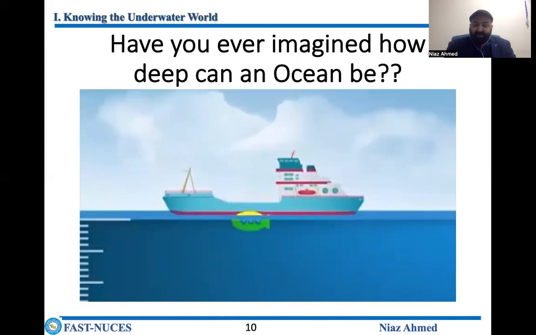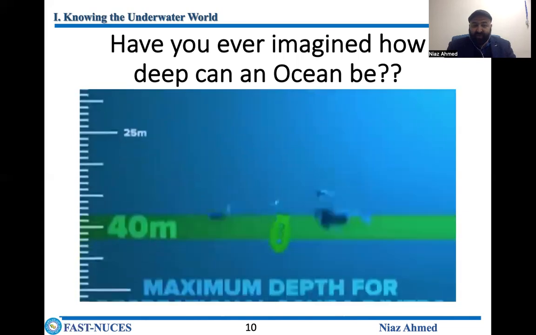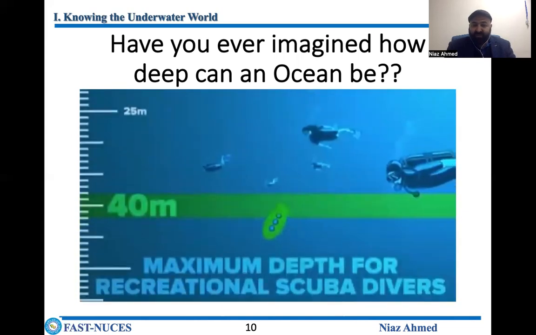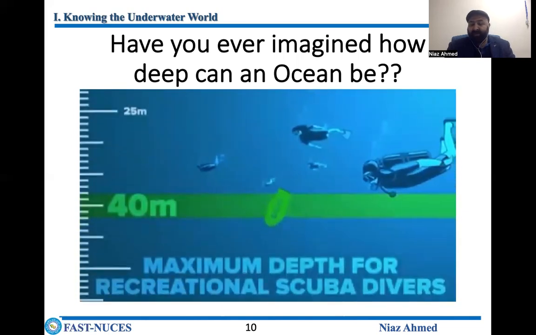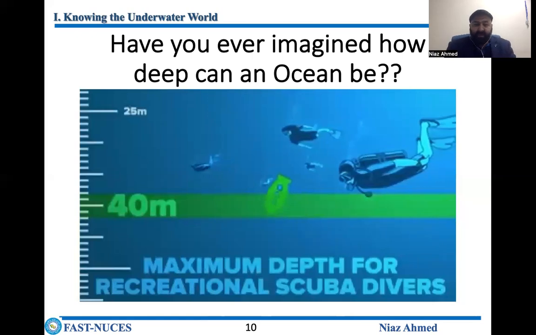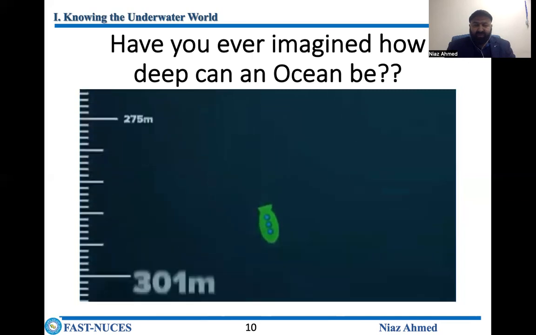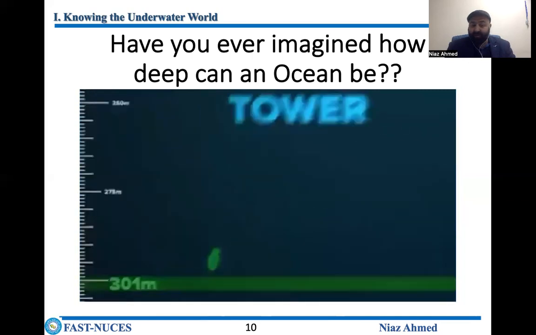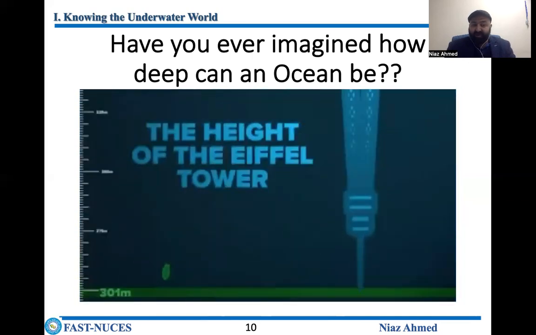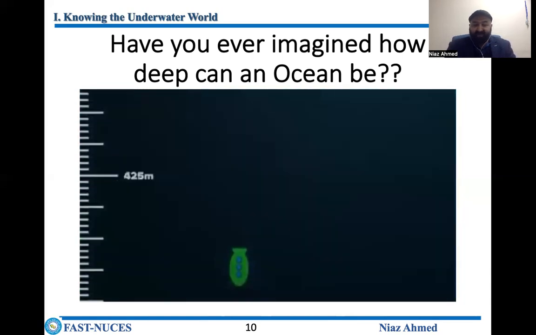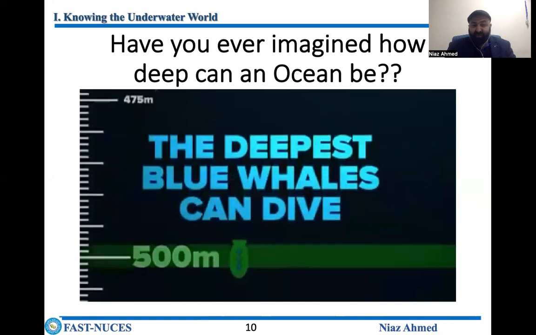Oceans. So this is the surface of the water, and going deep like 40 meters, that's the depth a scuba diver can dive to. And then if you go further down, you will just go deeper and deeper, and this is 300 meters, which is the height of the Eiffel Tower. So that probably gives you an idea of how deep this is going to be.